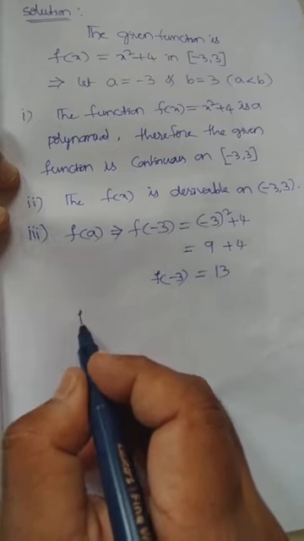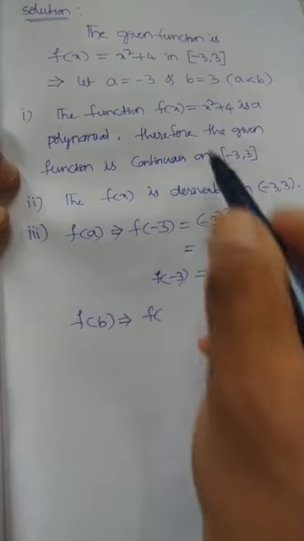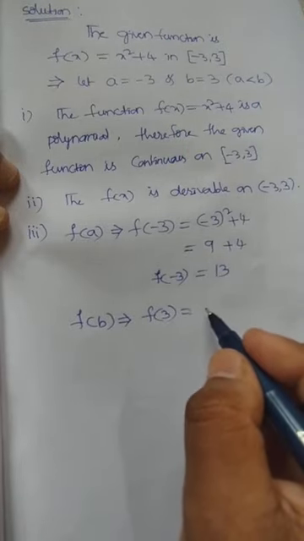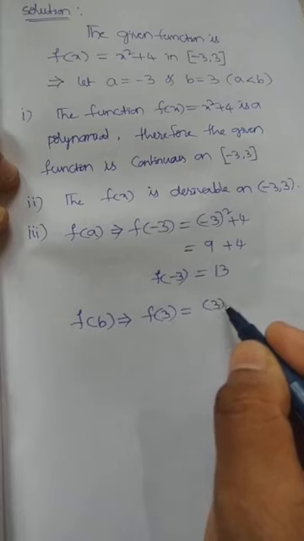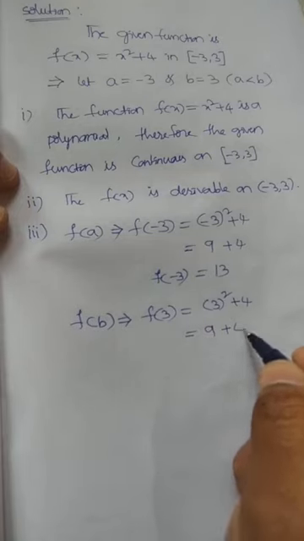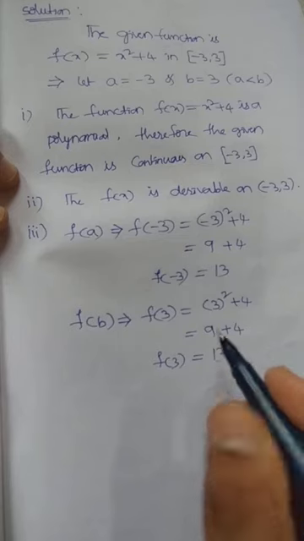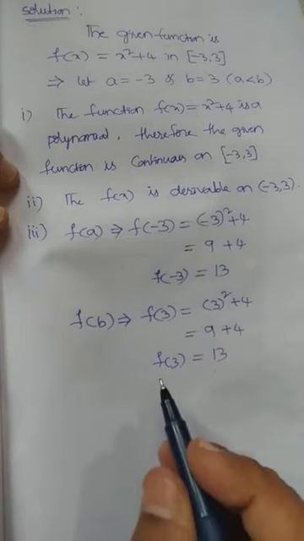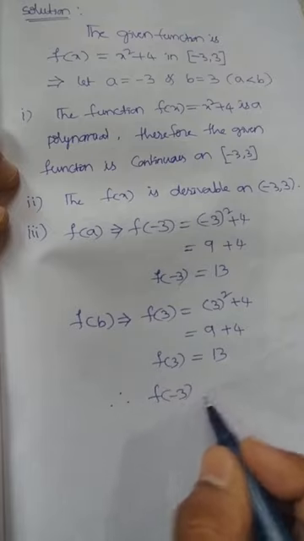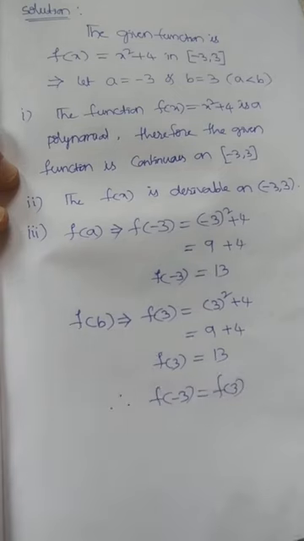Now I am going to find the value of f of b. What is our b? 3. So f of 3 is equal to, in place of x I am going to substitute the 3 value. 3 square plus 4, it is also 9 plus 4. So f of 3 I got the value 13. So f of minus 3 is 13, f of 3 is also 13. Therefore I got f of minus 3 is equal to f of 3. The first step is completed.